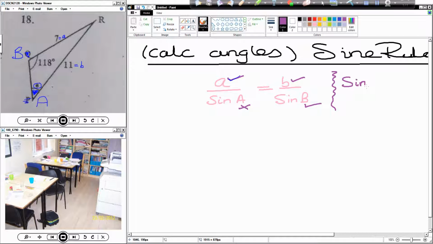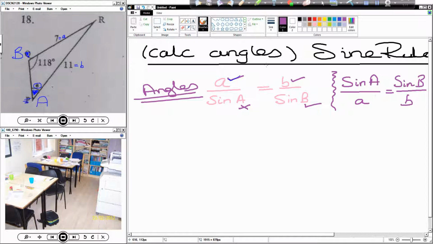So sine A comes to the top and the little a comes to the bottom, and the sine B goes to the top and the little b. Can you copy this down, please? So this formula, when we're working out the angles, we just write it turned upside down.